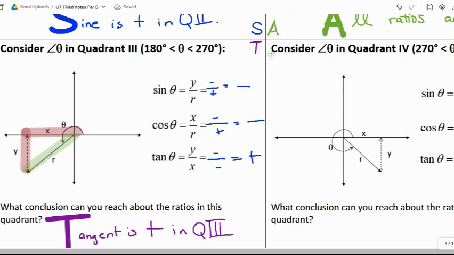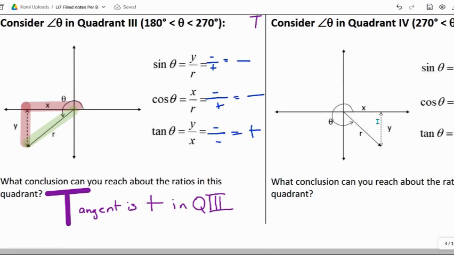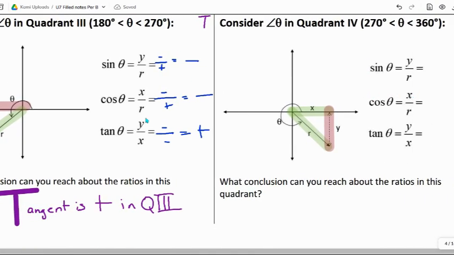Any guess, any prediction, what will we get in the fourth quadrant? Okay, let's see. I'm going to highlight what is going to be positive. So the x is going to be positive, the r is positive, but the y is going to be negative because it's under the x-axis. So y over r is negative over positive. X over r is positive over positive. And tangent is going to be negative over positive. As such, our conclusion is that cosine is positive in quadrant 4.